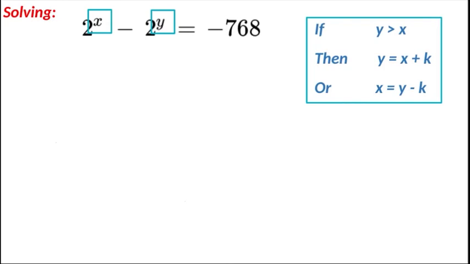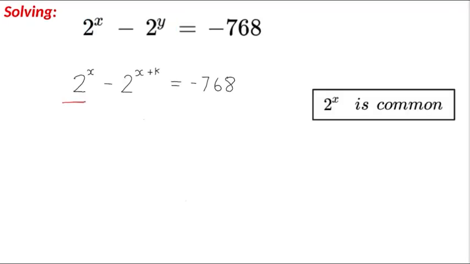Now with this established, we can rewrite the equation. We're going to write it as such, so 2 to the power of x will remain, and we will replace the y with x plus k. And this is still equal to minus 768. 2 to the power of x is common. Therefore, we can factor out 2 to the power of x, and we will get 2 to the power of x, open brackets, 1 minus 2 to the power of k inside. And that's still equal to minus 768.